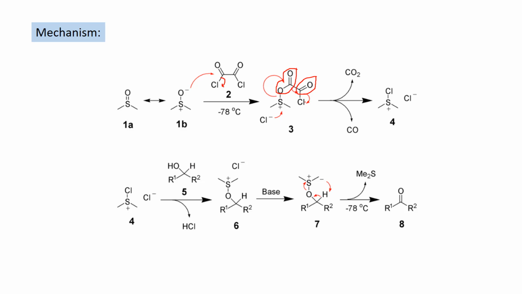Then this intermediate 4 will react with our alcohol, forming this intermediate 6. After that, similar to the Corey-Kim oxidation reaction, base will eliminate this proton, base will eliminate this proton, but here the advantage is there is no question of over oxidation.